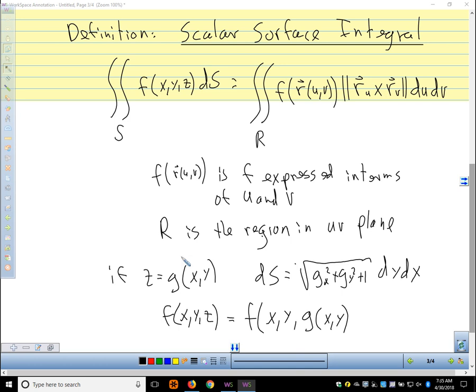Now what we're going to do tomorrow for vector line integrals is we're going to sum the normal component of a vector field times the area over the surface. And that's going to give us this idea of the flux, how much stuff is flowing out of the surface. And that'll be how we define our vector line integral.